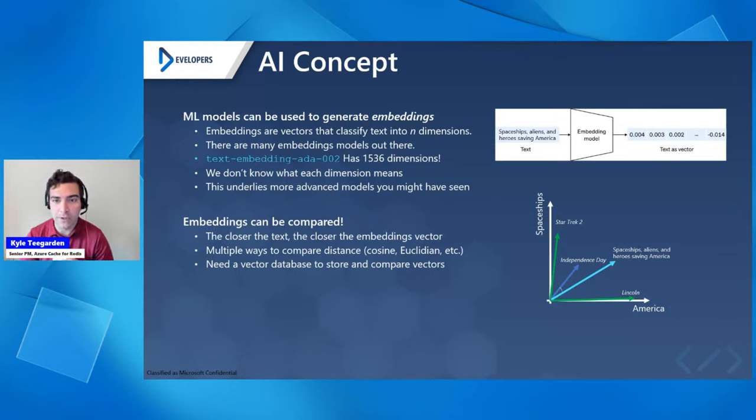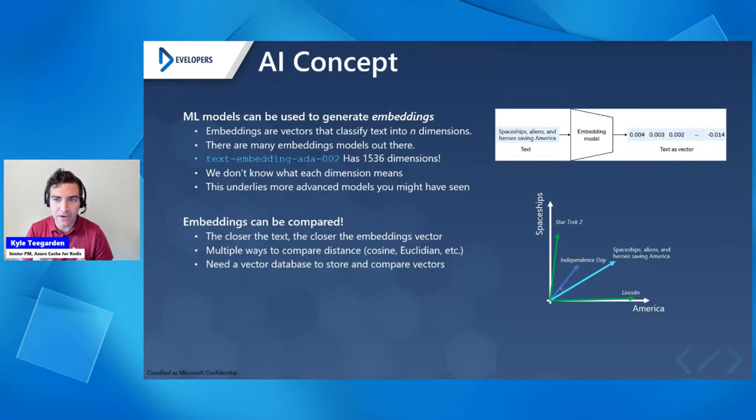In our case, we're using the text embedding ADA 002 model, which is the newest one on OpenAI. And that has 1,536 dimensions, meaning 1,536 different scalar values in the vector. The way to think of that is it's basically a 1,536-dimensional vector. And the value of each of those dimensions is the strength or the magnitude of that vector.